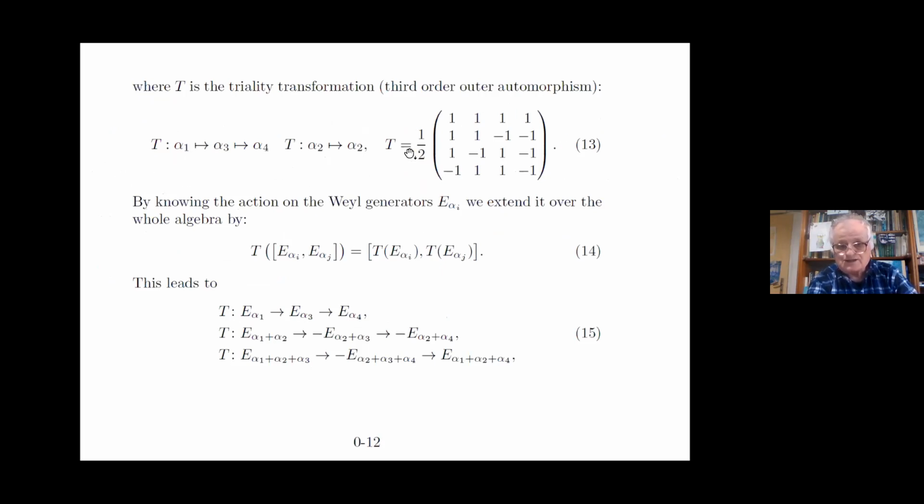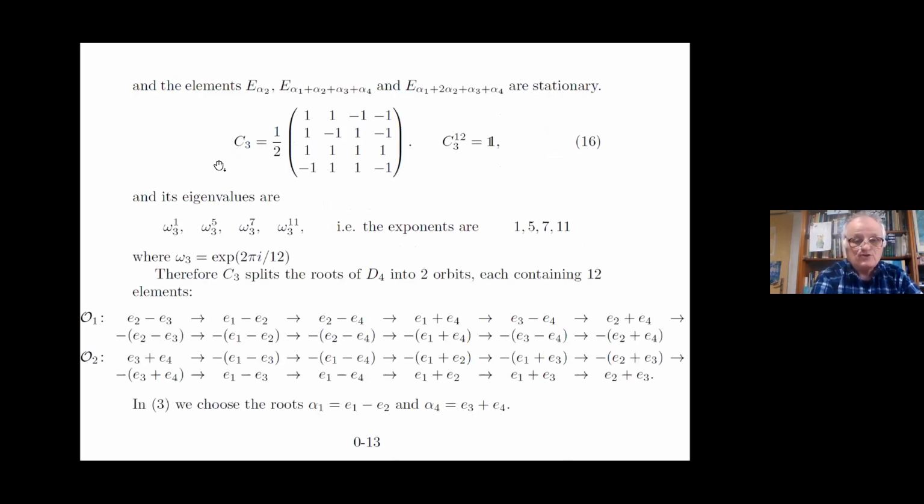So this triality transformation in the space of roots acts like this simple matrix, and it acts on the corresponding Weyl generators as it is shown here. This is not a similarity transformation, so we have to take it as it is, of course. When we do the composition of the Weyl reflections mentioned a bit above with the triality transformation, we get this matrix as the action of C3 over the root system.